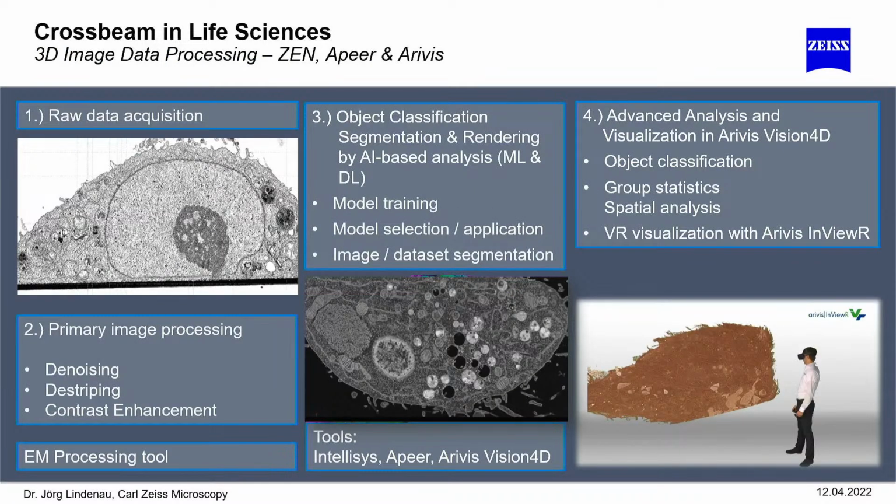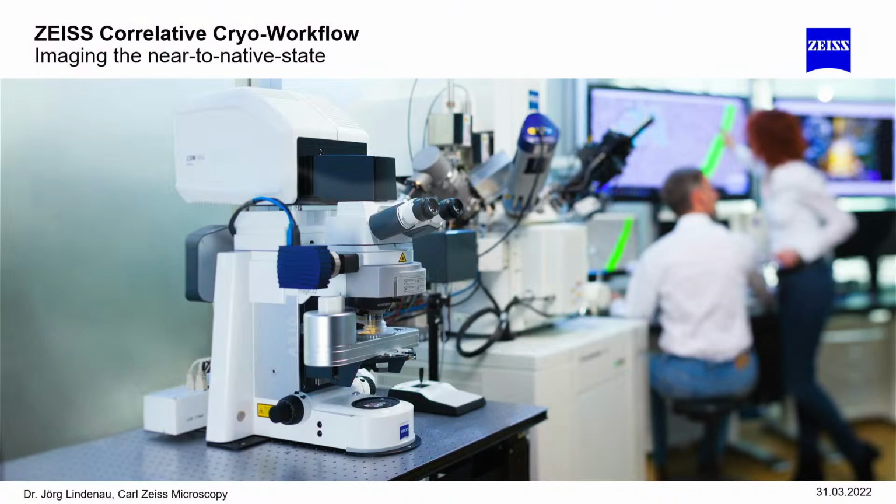So there is a lot of software, of course, in the systems. I think this is quite normal everywhere. There is some image processing software, there is software for object classification, deep learning stuff. We acquired the company Arivis, which is now fully integrated, and then software for visualization as well. And with this, I would like to lower the temperature a little bit and come to the second part of the presentation, where we stay with crossbeam imaging, but under cryo conditions.